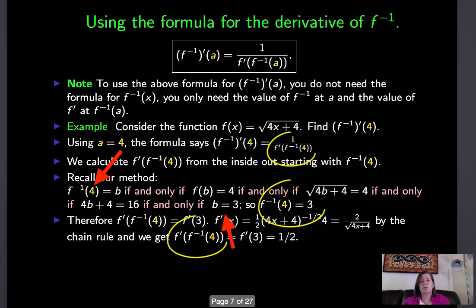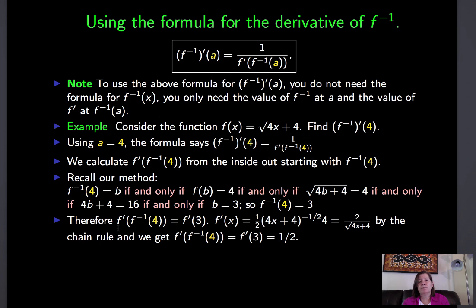We can substitute 3 for f inverse of 4 in our formula. Now we have f prime of f inverse of 4 is f prime of 3, and it's clear now that the next step is to find f prime of 3. Well, actually we can derive a formula for f prime here. It's not too difficult. We use the chain rule to differentiate. We've done this already in previous videos, and we get 2 over the square root of 4x plus 4. Plugging in x equals 3 there, we get f prime of 3 is 1/2.